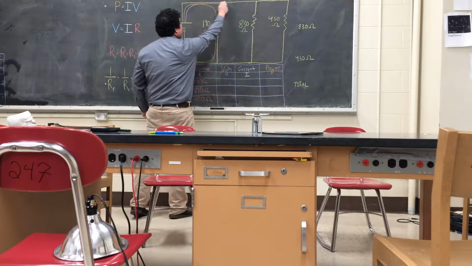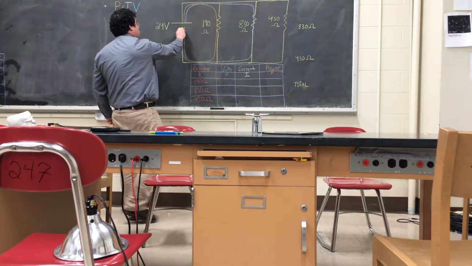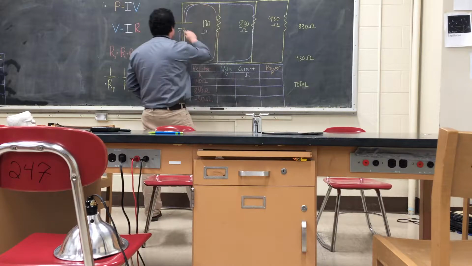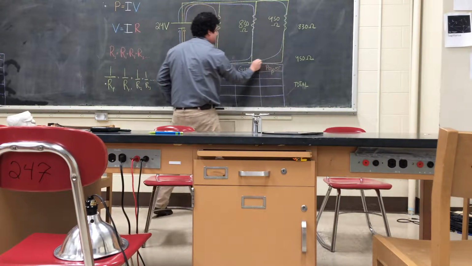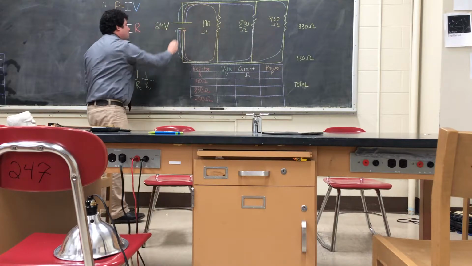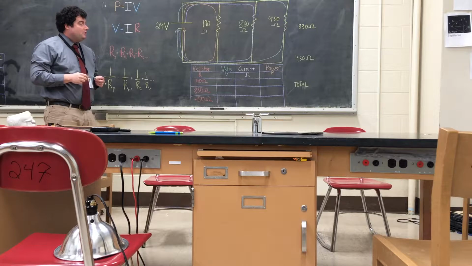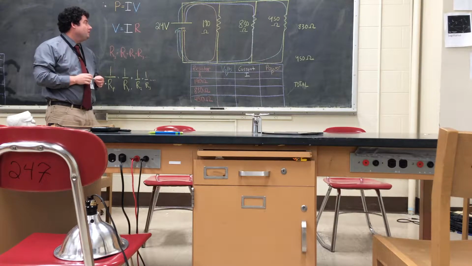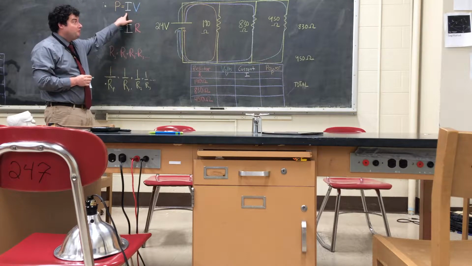Go from the positive through resistor 2 and back. Or through resistor 3. So we actually can treat each of them as totally separate branches. So we just have to use Ohm's law and PIV on both of them.